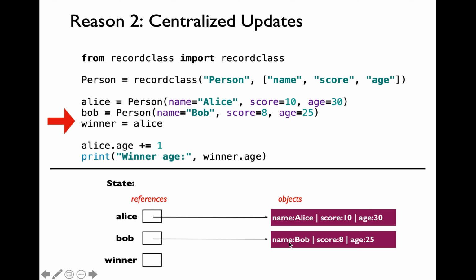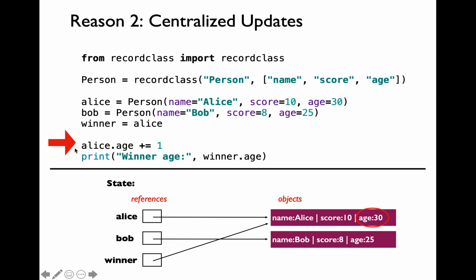When we go through the next line, which is saying winner equal to Alice, we are saying that winner should reference whatever is being referenced by the variable Alice here. So we are simply going to create a reference copy, and we will not be creating a copy of the object here. So the winner variable is now going to hold a reference to the existing object which represents Alice's details.